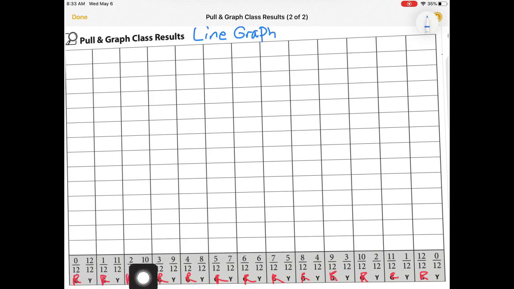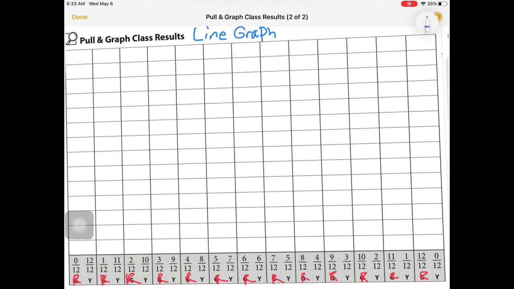And the top number represents how many red and how many yellow. You might also notice that I had to write the red R's at the bottom of the screen because the lesson actually originally called for green tiles to be pulled, but we used red and got creative. So what we do for a line graph is we test the frequency, or the amount of times that something happens, or the amount of things that happen per group.